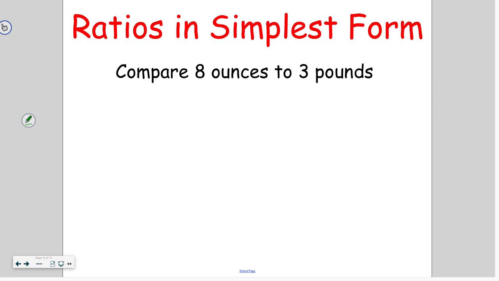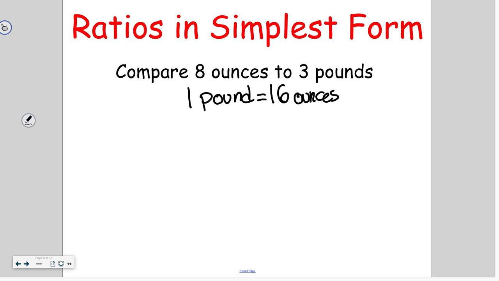The last part is comparing ratios in simplest form. It wants us to compare 8 ounces with 3 pounds. If we are looking at this, we want to make sure that we are converting into equivalent units when we can. So, we know that 1 pound is equal to 16 ounces. If you didn't know that, you just learned a new fun fact. If you don't believe me, you can use Google to verify that.